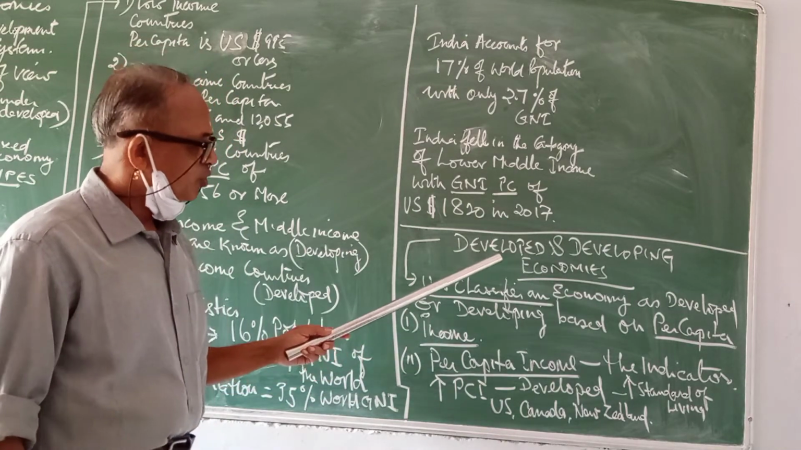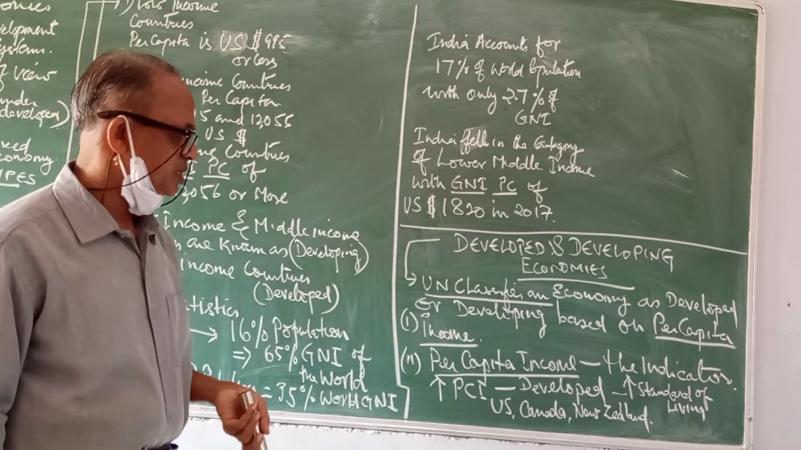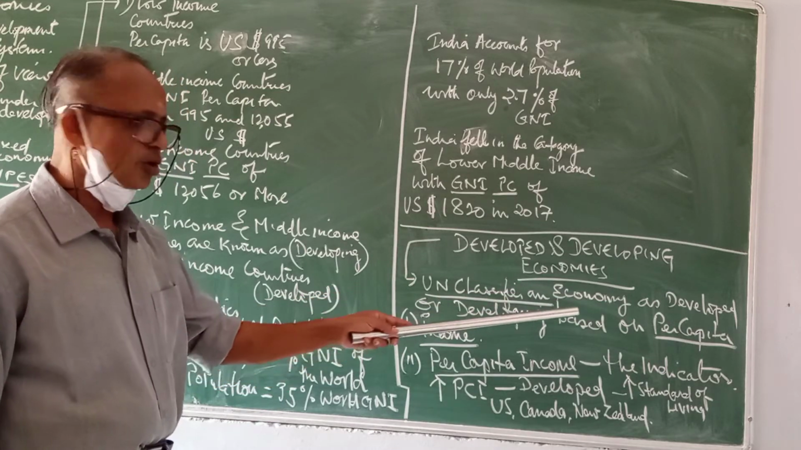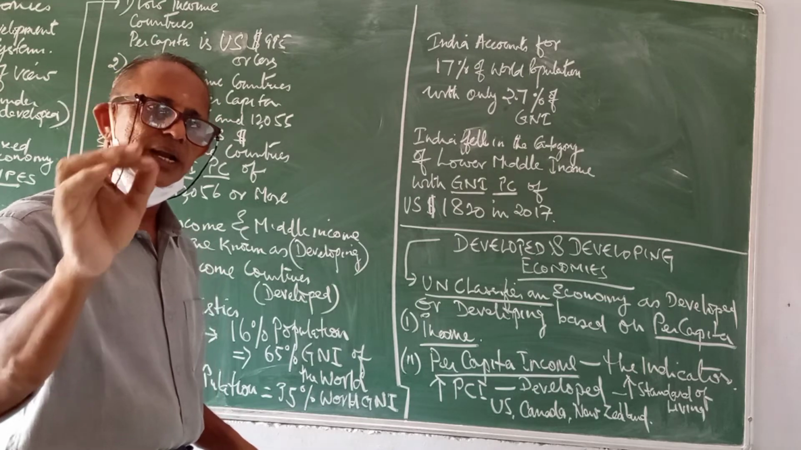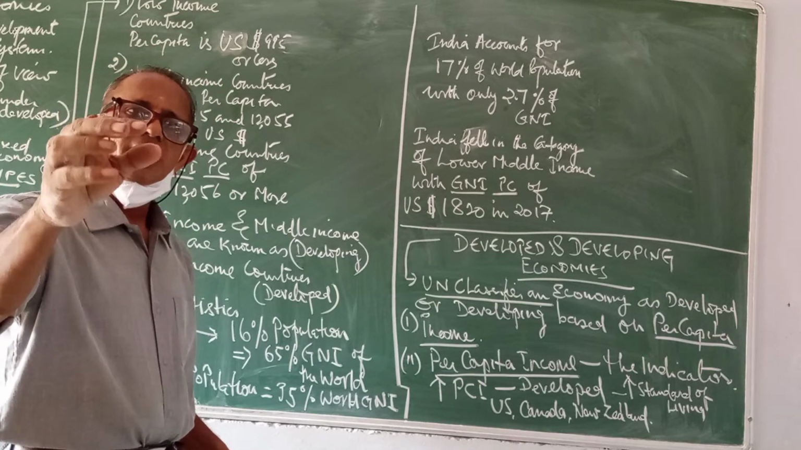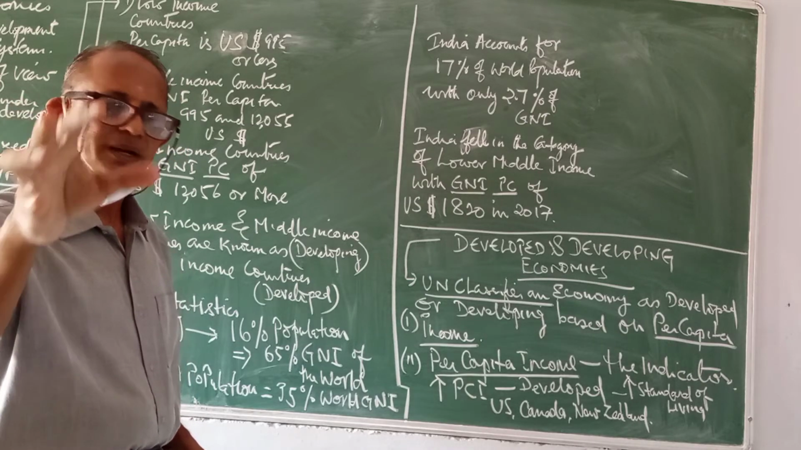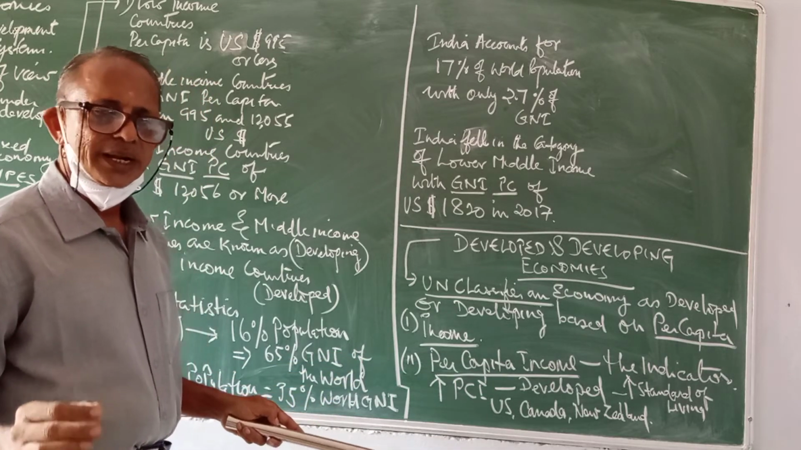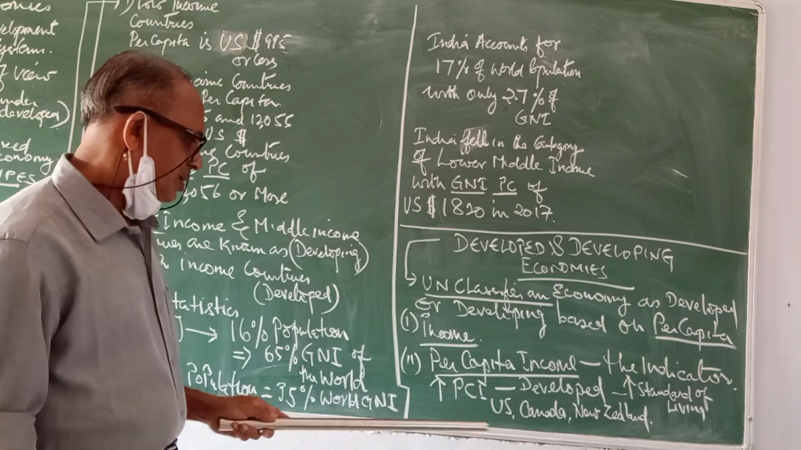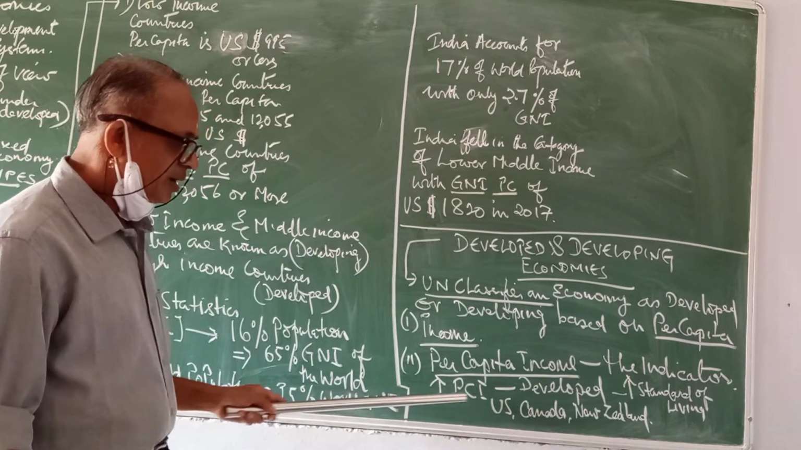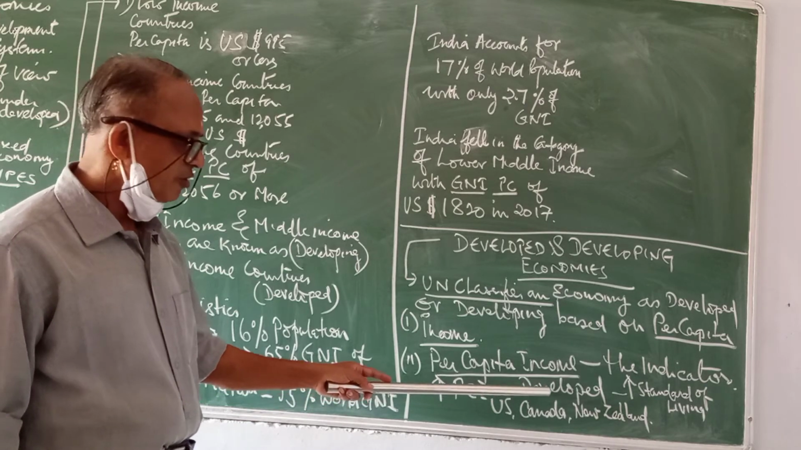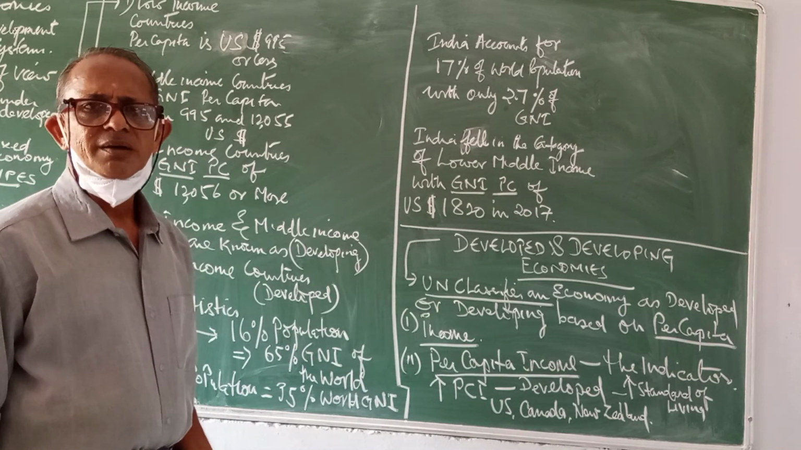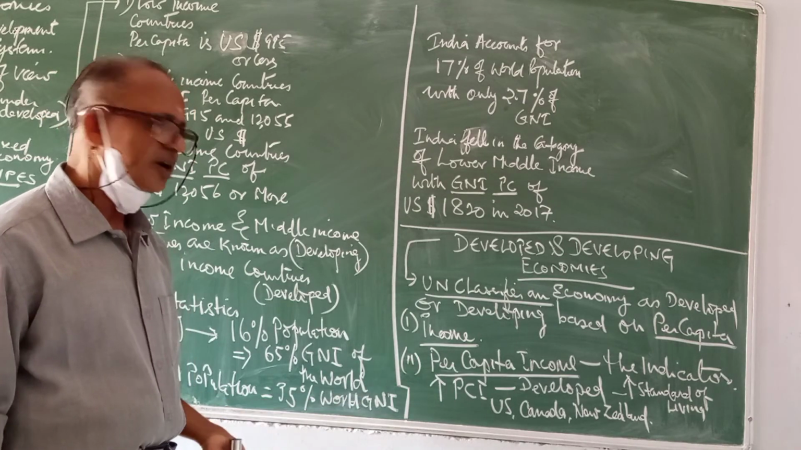Now I'm going to the next segment, that is developed and developing economies. How can you classify an economy as developed or developing? The UN classifies an economy as developed or developing based on one specific important indicator, that is per capita income. What is per capita income? Income per head is called per capita income. So per capita income is the most important indicator to say whether a country is developed or developing. If a country's per capita income is very high, it is a developed country, and it automatically means the standard of living is very high. Examples are the US, Canada, New Zealand, Japan and Western European countries; they all fall in the category of high per capita income.